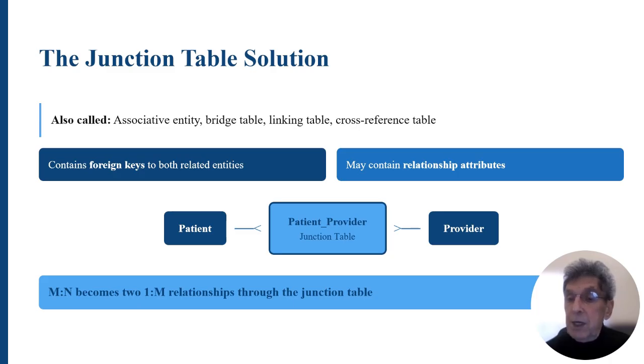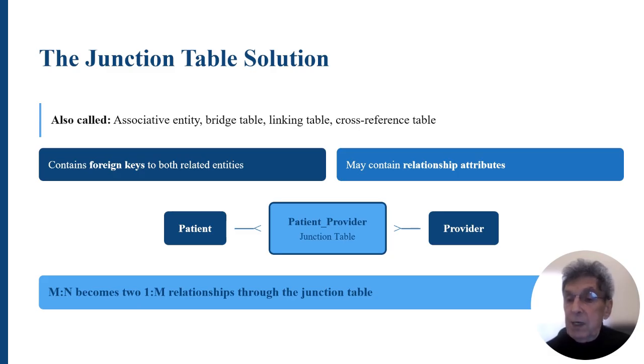This patient-provider table has two foreign keys, the patient ID referencing the patients and provider ID referencing the providers. Each row in the patient-provider table represents one relationship instance. Patient 101 is treated by provider 501. Patient 101 is also treated by provider 502. Patient 102 is treated by provider 501.